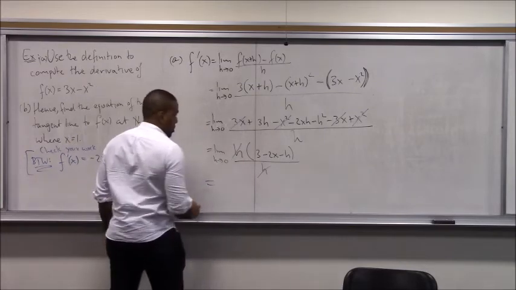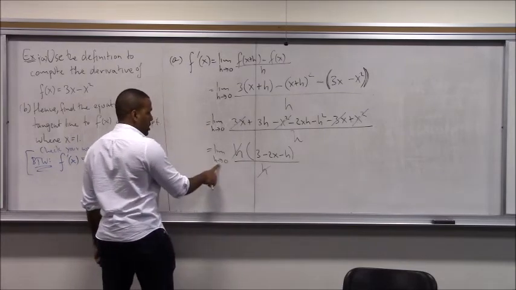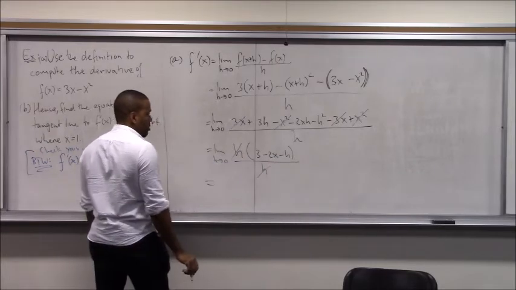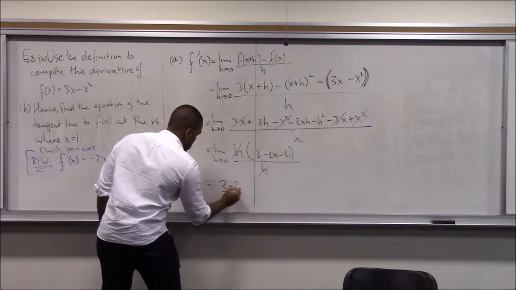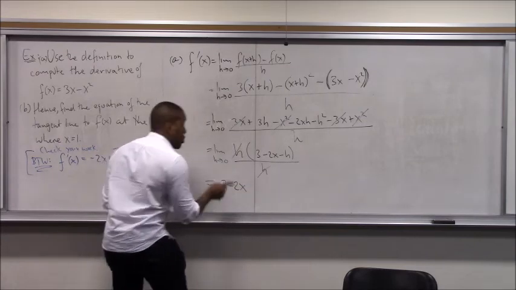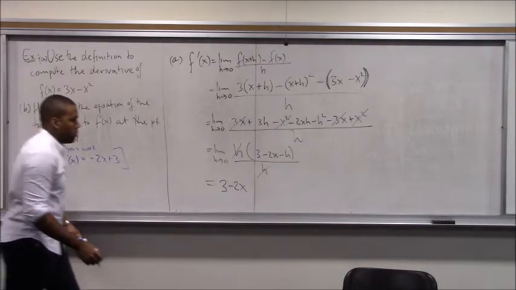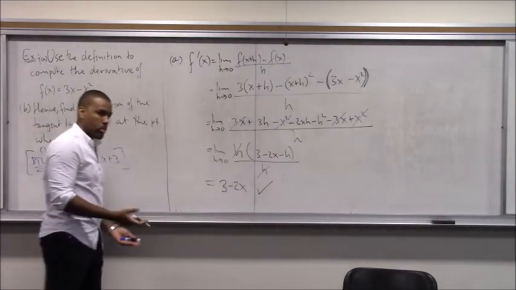And so now you're taking the limit as h approaches 0, you can just plug in the 0 because there is no h in the denominator, and you get 3 minus 2x. And then you go to the side, do your little shortcut, and okay, yes, that's the same. So this is right, I know that's the right answer.